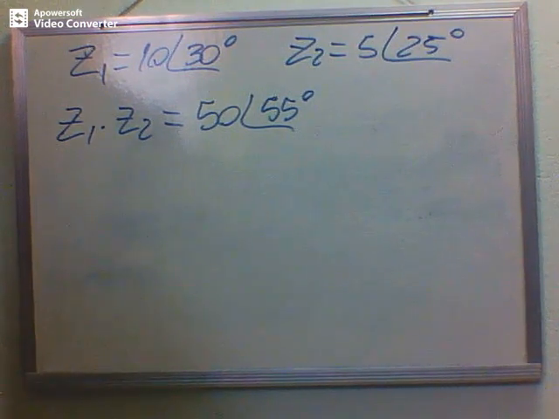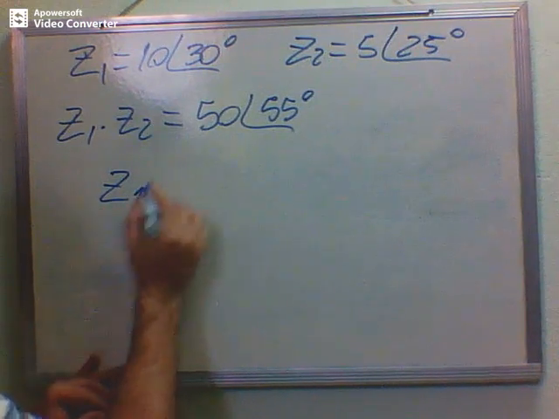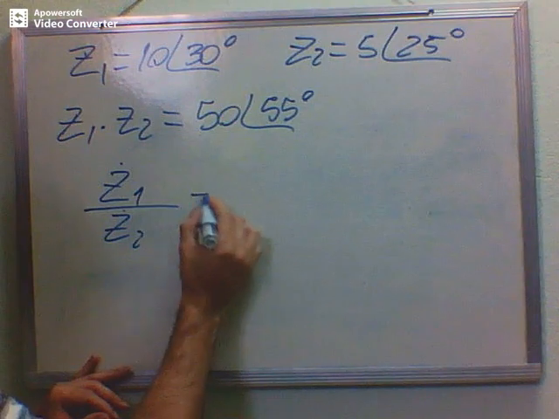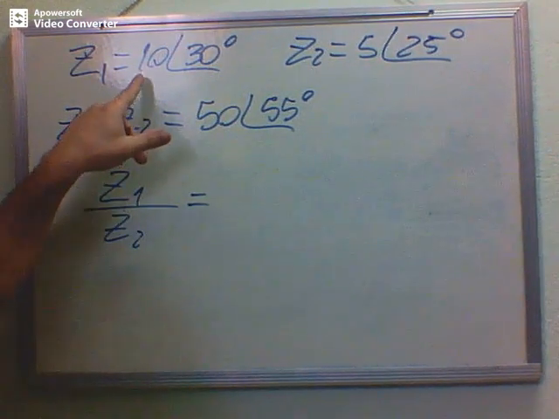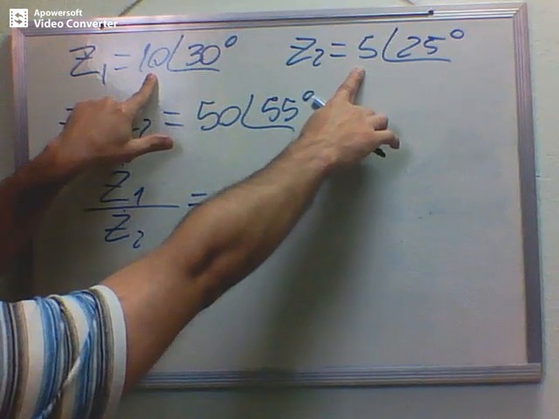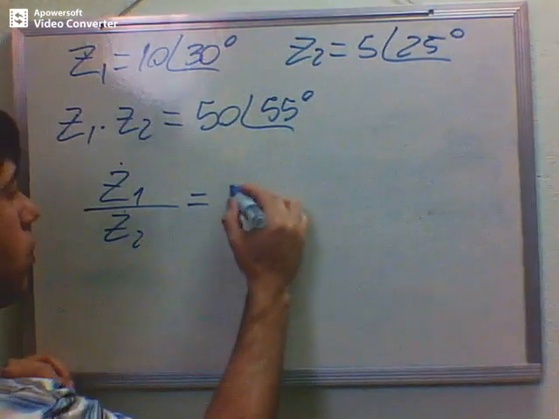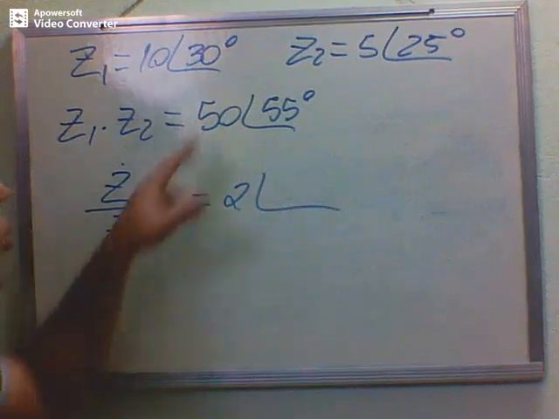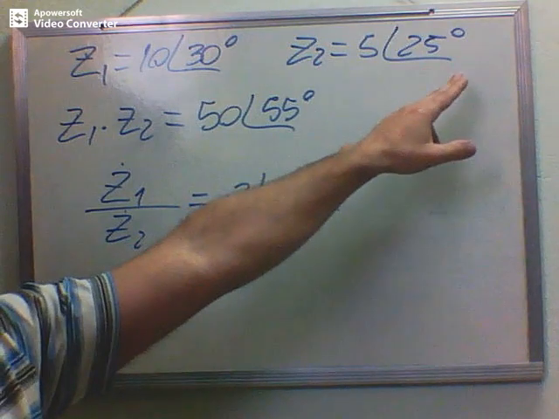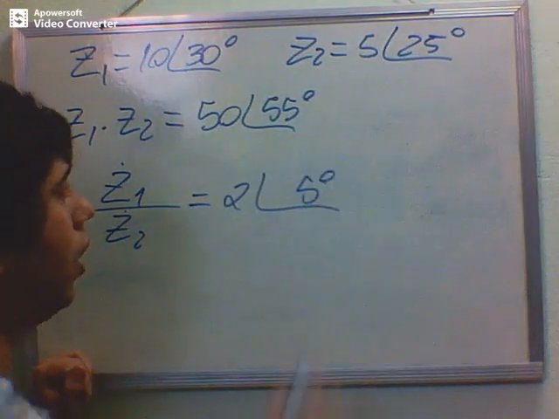And how about the division? It's going to be the division of the magnitudes. 10 divided by 5 is 2. And we simply subtract the phases. 30 minus 25 is 5 degrees. Okay.